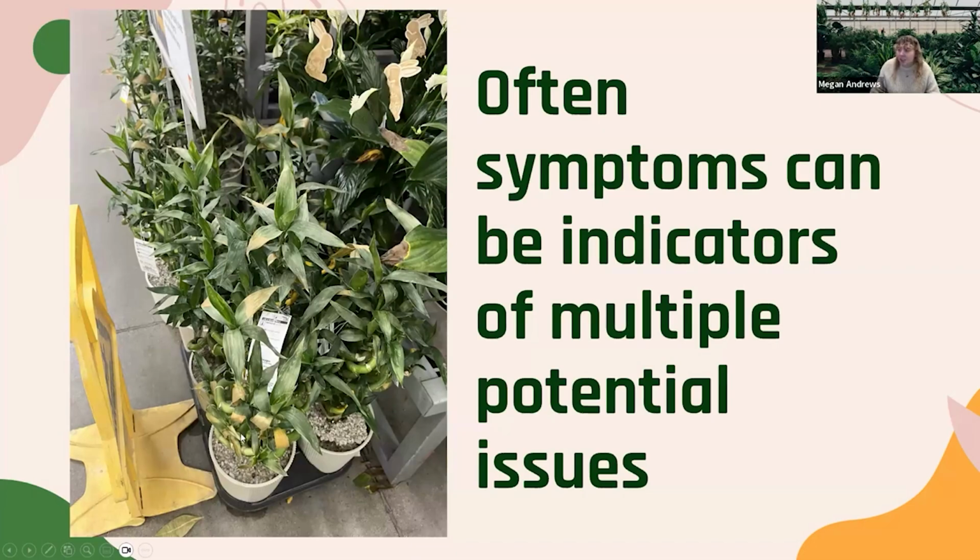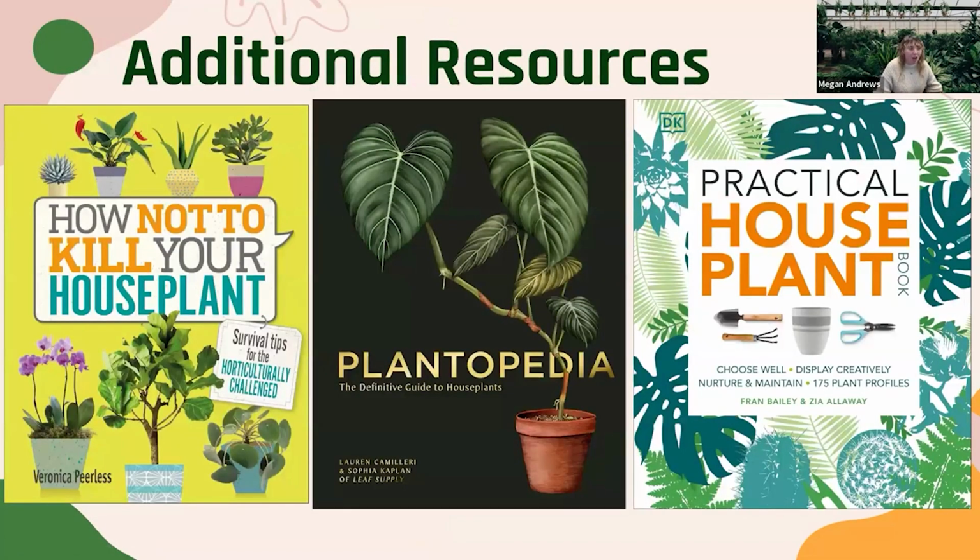So this plant in general has multiple issues going on. Okay, so I'm going to mention some additional resources. These are some books that I've used in the past that have been very helpful for when you're trying to figure out a problem. The first one and the last one are around $10 to $15. This middle one's a bit more expensive, around $30 depending on where you're buying it. Your local library most likely has all of these books. They're pretty common houseplant books.